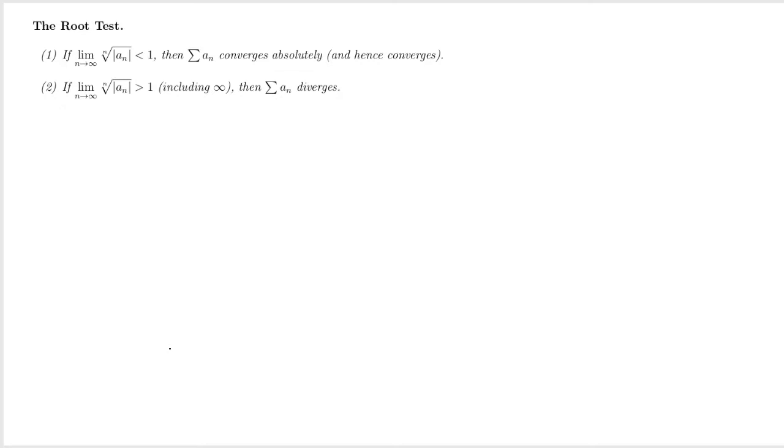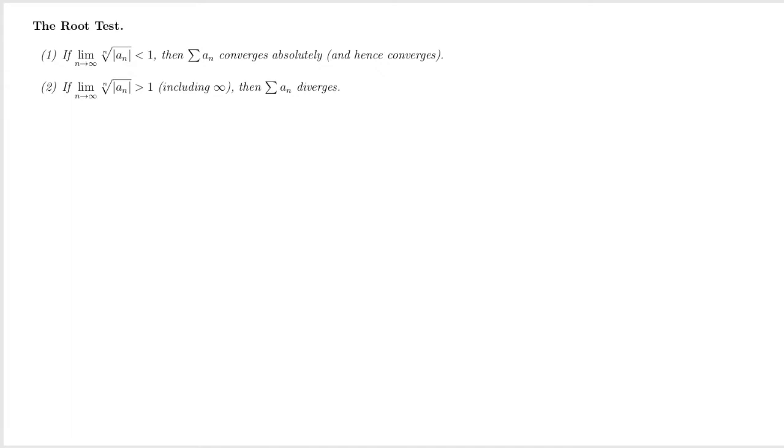On the other hand, if that same limit as n goes to infinity of the nth root of the absolute value of the terms of the series is greater than 1, including the possibility that it might be infinity, then the series diverges. It's important to note that just like the ratio test, if this limit that we're looking at is equal to 1, the root test tells us absolutely nothing, and we need to use some different series convergence test.